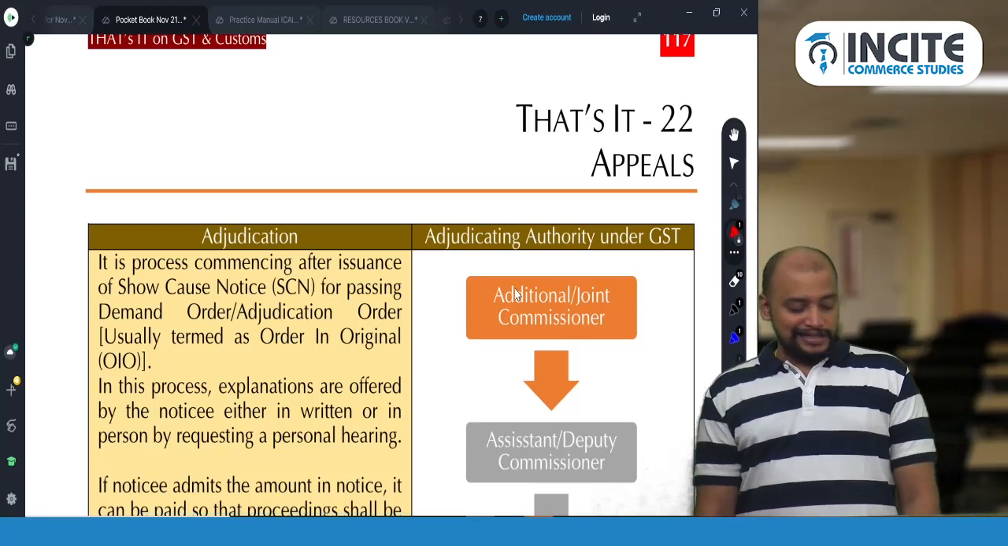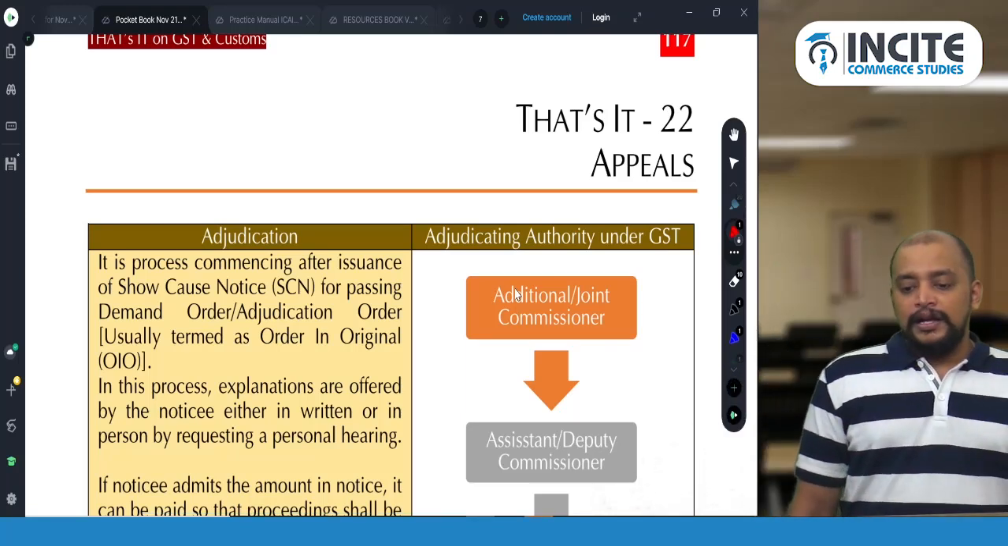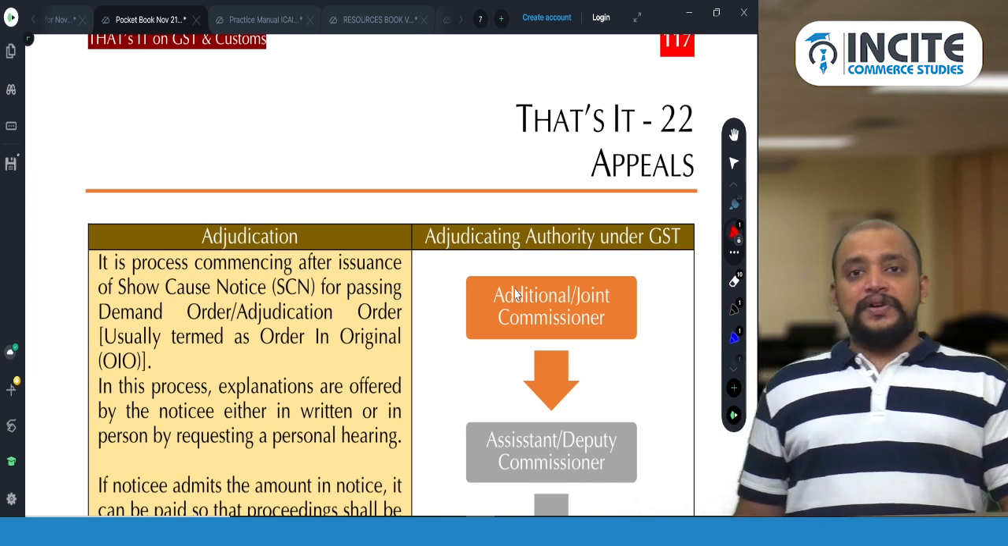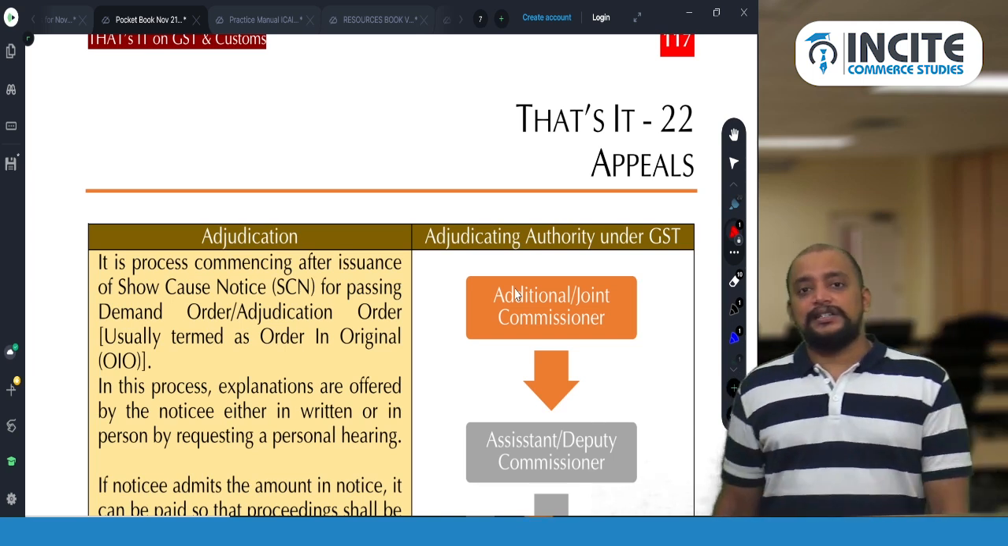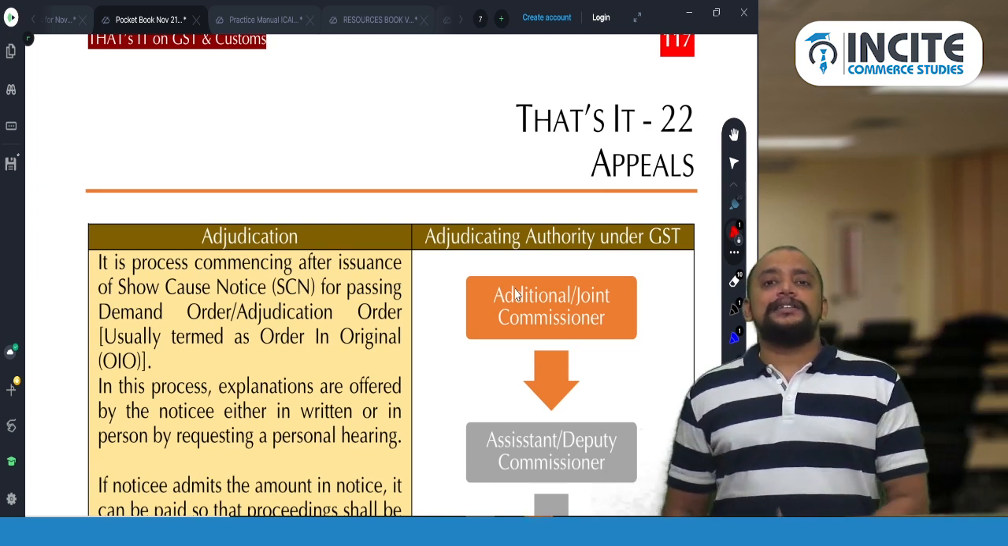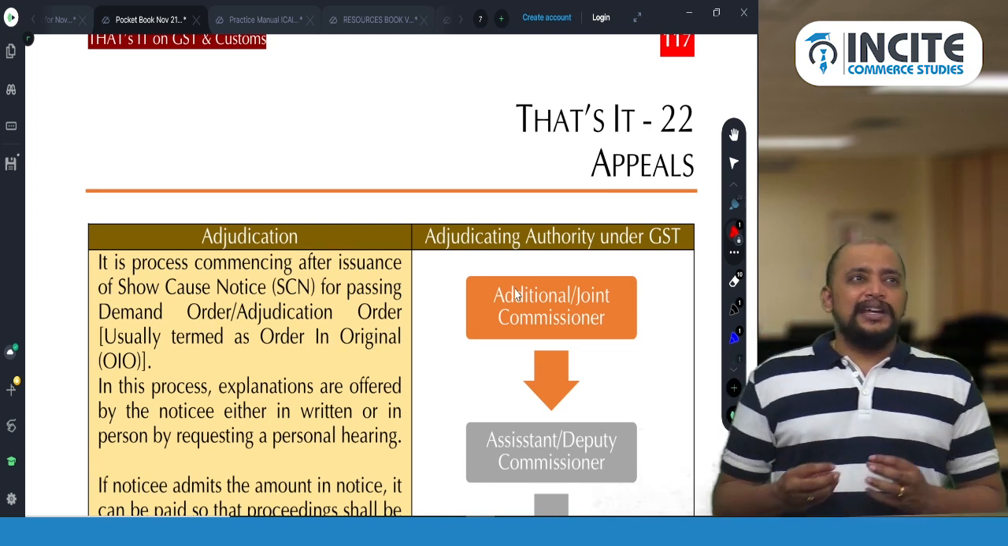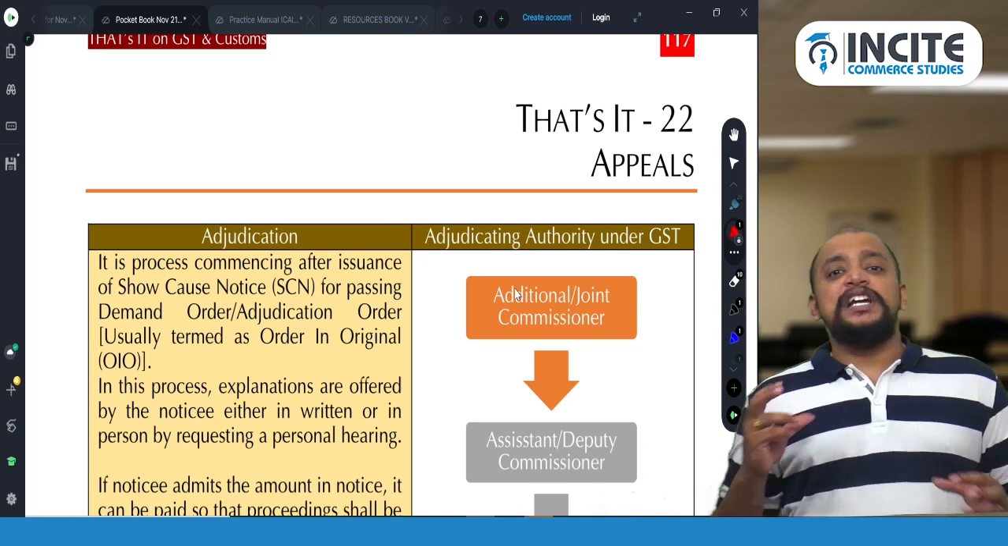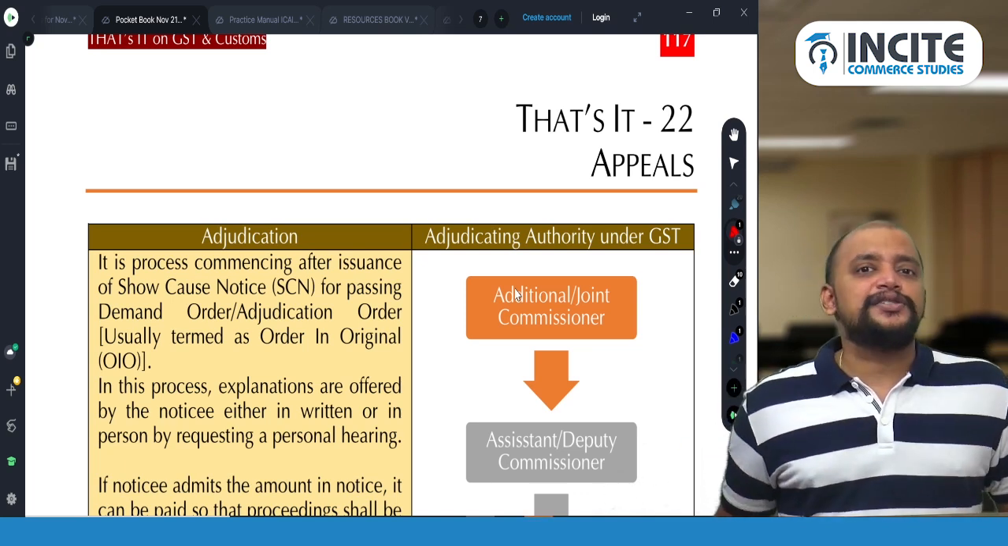Appeals under GST, page number 117. In appeals under GST, again, only the pre-deposit computation and interest on pre-deposit are being asked.